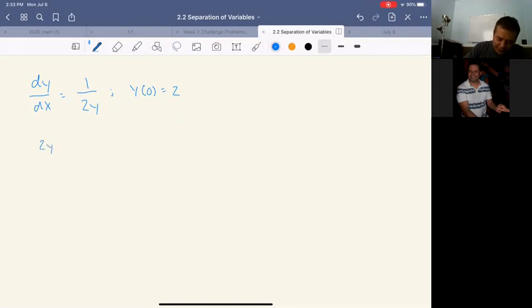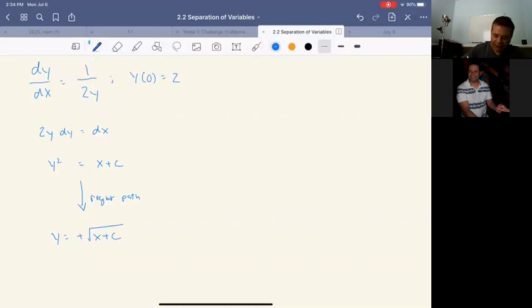So 2y dy equals dx. Integrating both sides, we get y squared equals x plus c. Now there's two options that we can have. The option that is the right option is that we're going to take y equals plus the square root of x plus c.